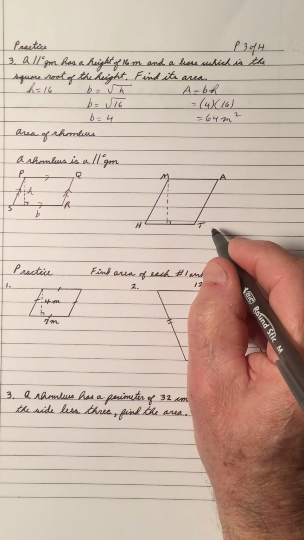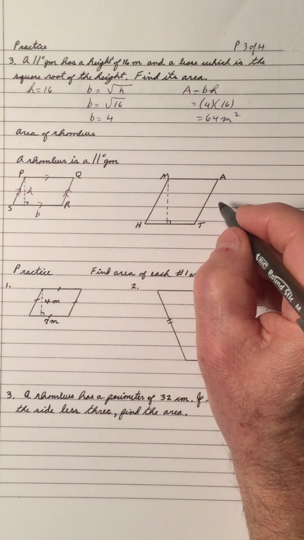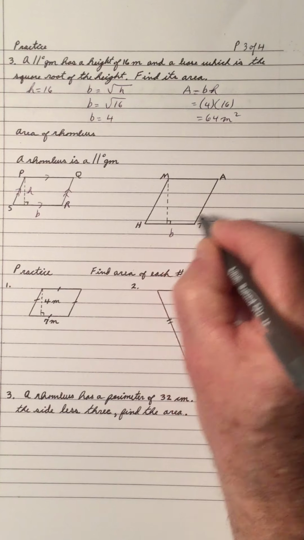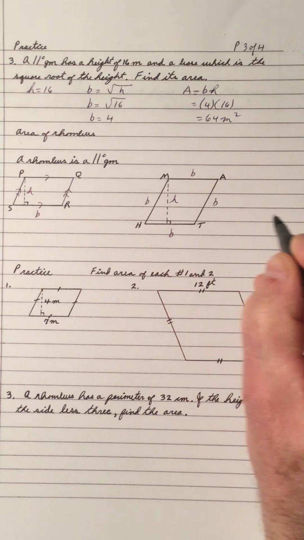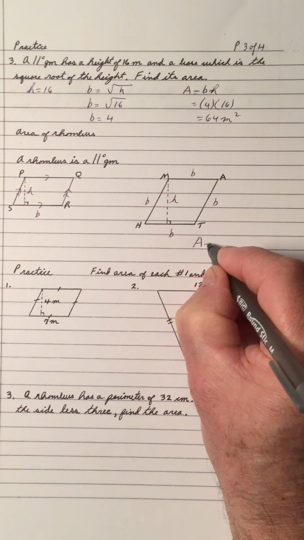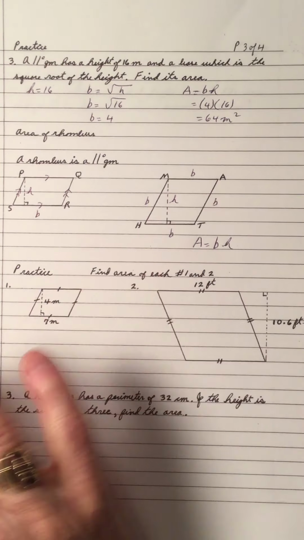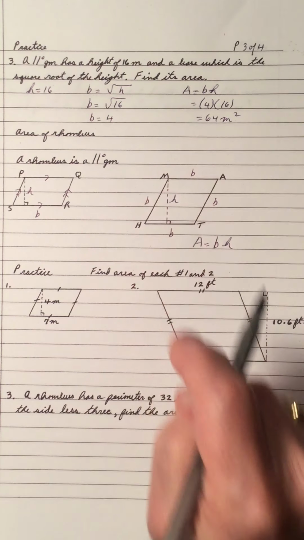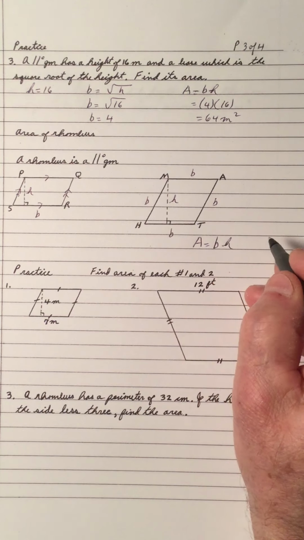So a rhombus is the same as a parallelogram, because a rhombus is a parallelogram. The only difference is that a rhombus has all sides equal. So if that's a B, then that's a B, and that's a B, and that's a B, but that's still your height. So the area of a rhombus is the same as base times height, because a rhombus is a parallelogram. Only thing, in a rhombus, all sides are equal. So the area of a rhombus is base times height.